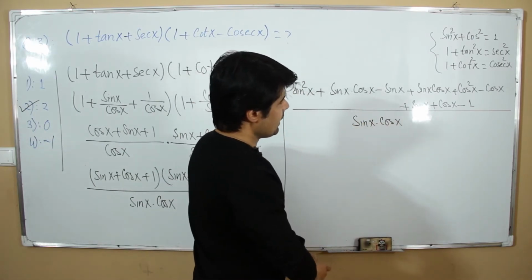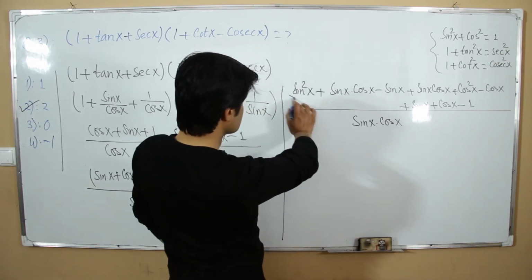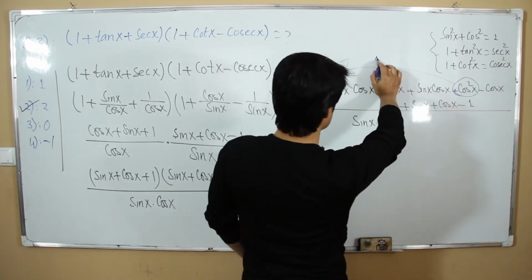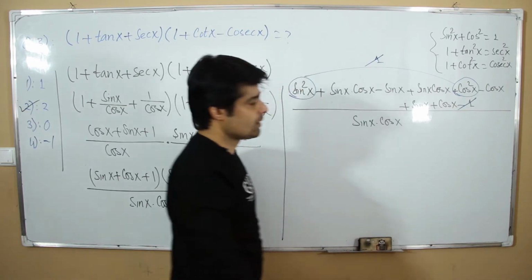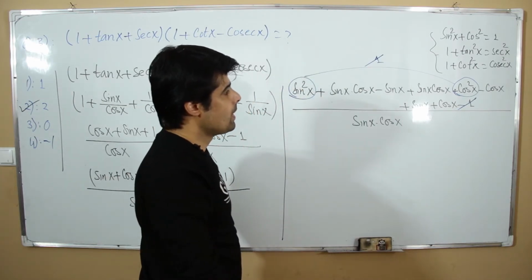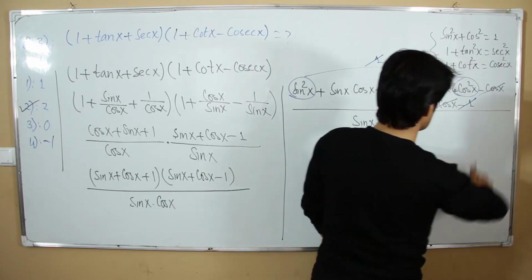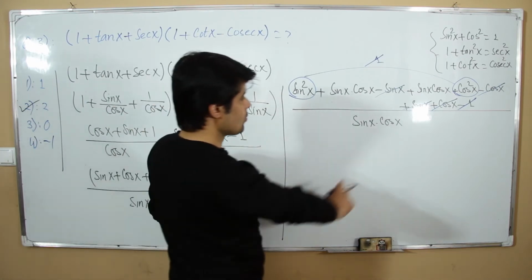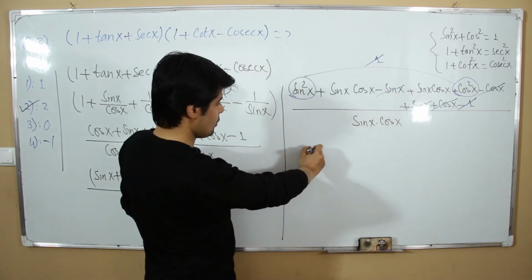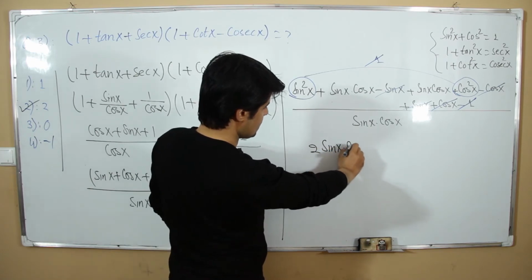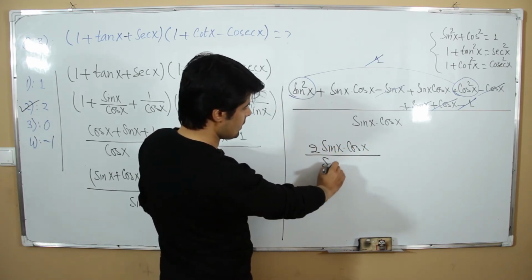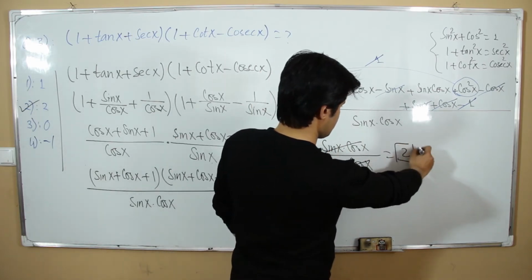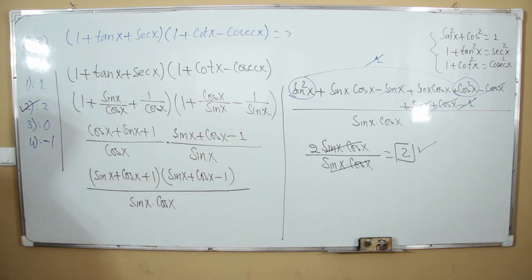One thing I have to say is that this sine square with cosine square, this one, it is 1, and this one with this one is cancelled. Am I right? Yes. So we have cosine with cosine cancelled, and this sine with this sine cancelled. How many sine cosine we have? We have 2 sine x cosine x divided by sine x cosine x. So it is cancelled. We have 2. Write it.